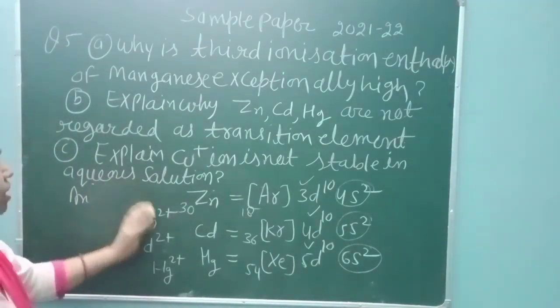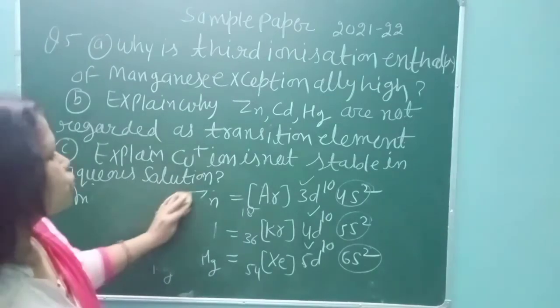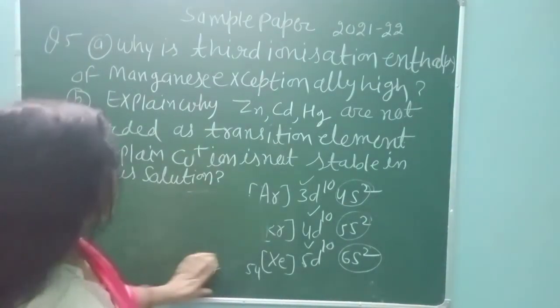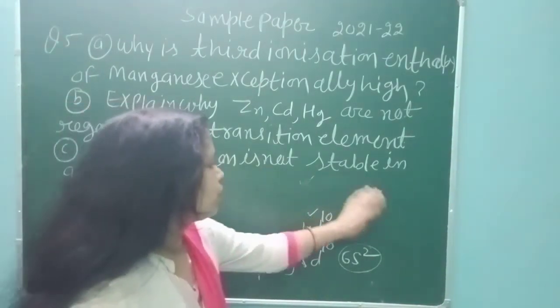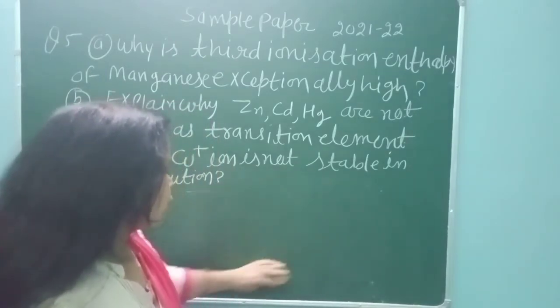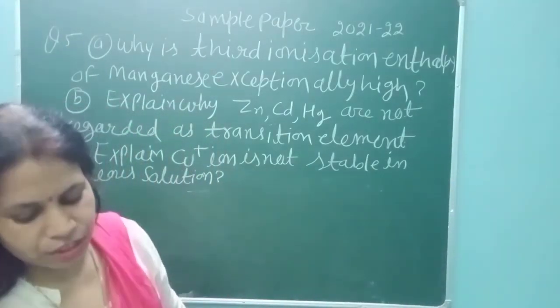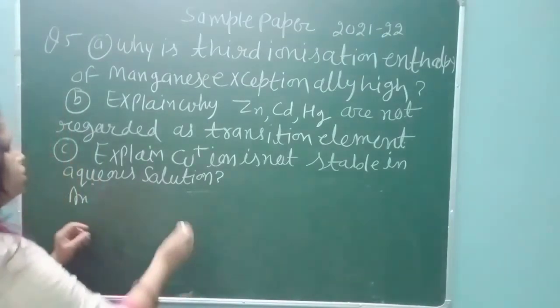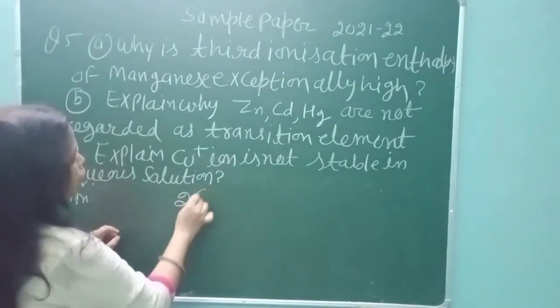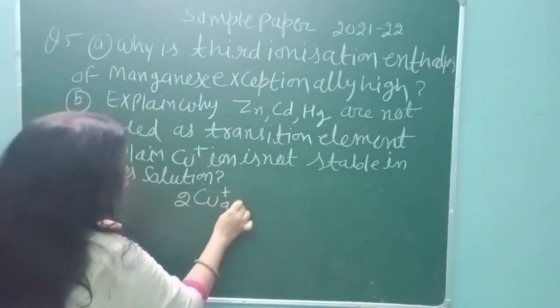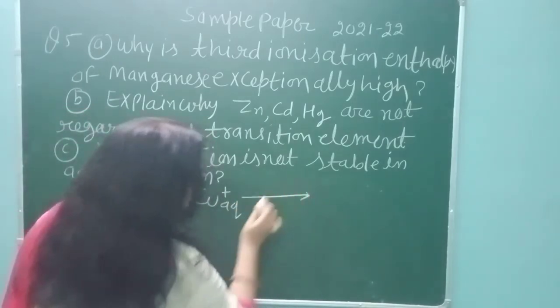So what is the C part? Explain why the Cu plus ion is not stable in aqueous solution. Why is the Cu plus ion not stable in aqueous solution? Let's see. Cu plus in aqueous solution disproportionates.